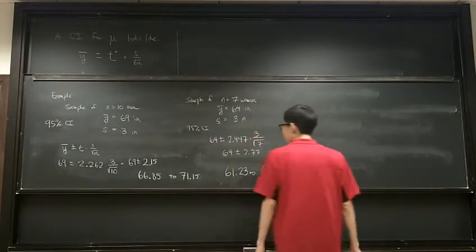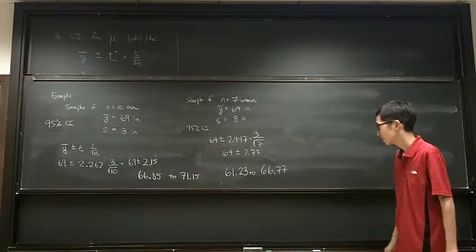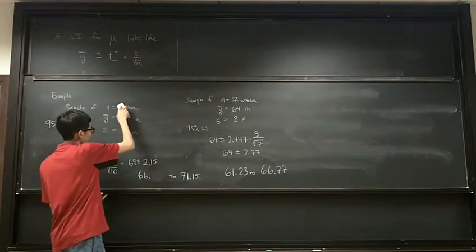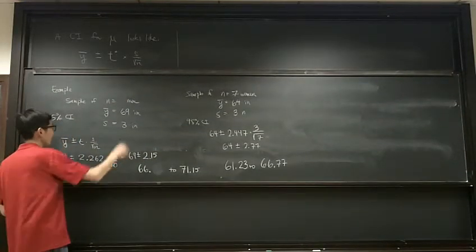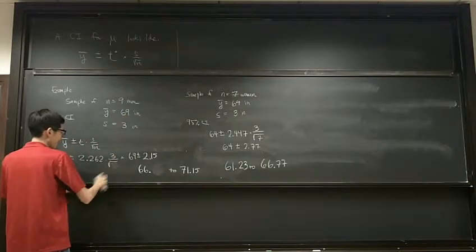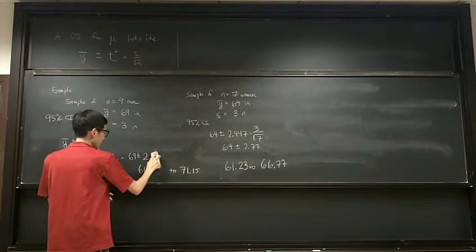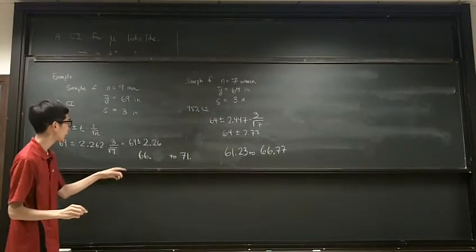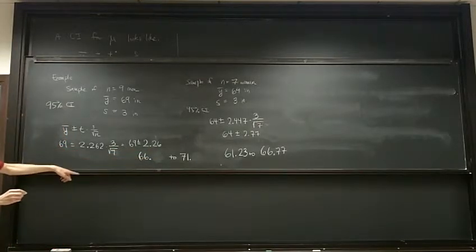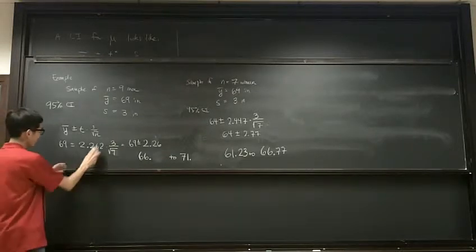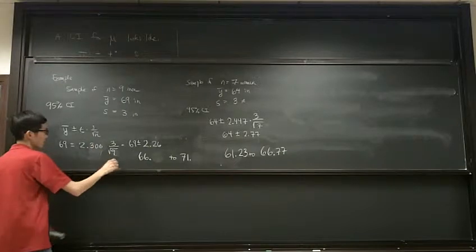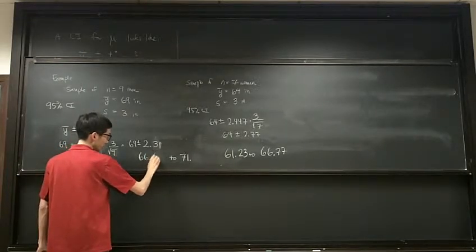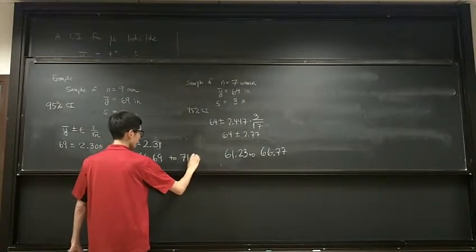Let me just fudge these numbers a tiny bit. Let's say I used only 9 here. Then I'll get 3 over the square root of 9, and I'd be 69 plus or minus 2.26. Are you not changing your t? Oh, it does change also. 2.306, so this would become plus or minus 2.31. Now I get 66.69 and 71.31.